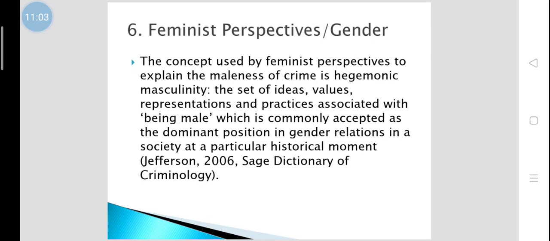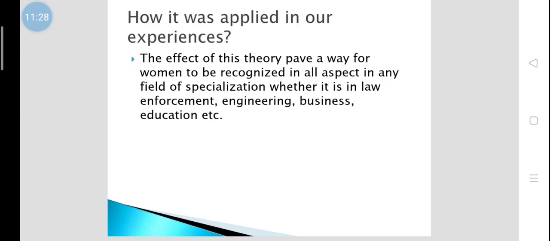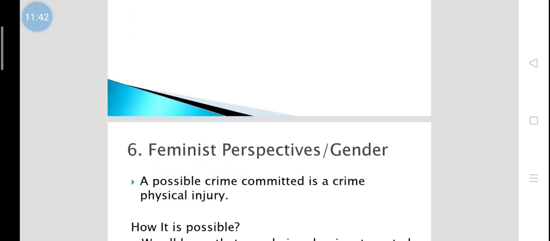And then, feminist perspectives. The concept used by feminist perspectives to explain the maleness of crime is hegemonic masculinity: the set of ideas, values, representations, and practices associated with being male, which is commonly accepted as the dominant position in gender relations in a society at a particular historical moment. The effect of this theory paved way for women to be recognized in all aspects in any field of specialization, whether it is in law enforcement, engineering, business, education, and others.